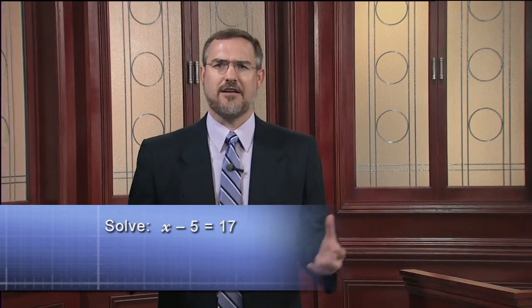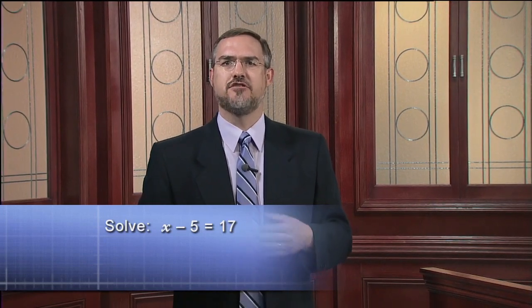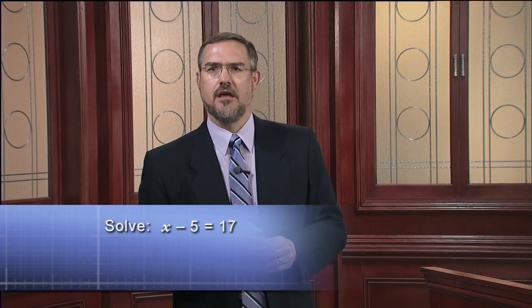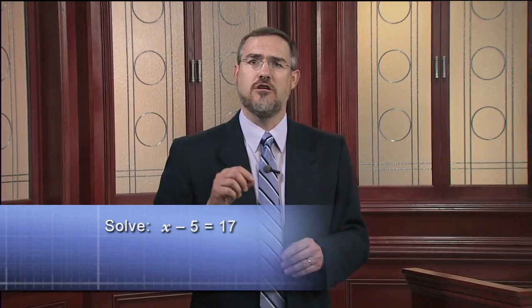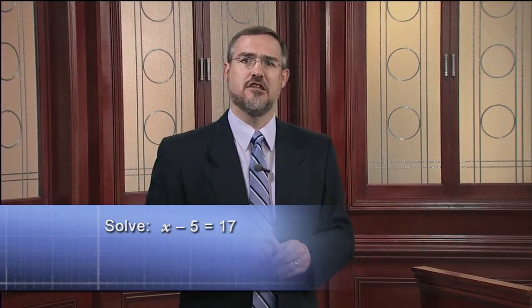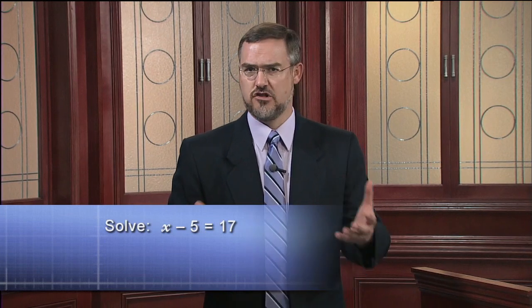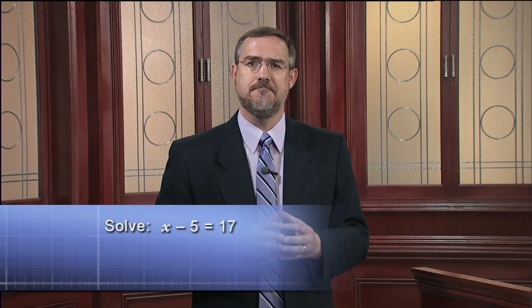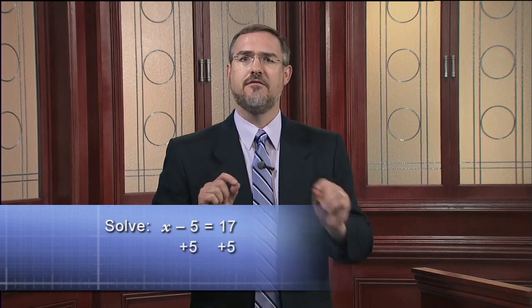Well, the correct thing to do to get x by itself is to add 5 to both sides of the equation. By adding 5, I'm going to be able to get rid of the -5 that's on the left-hand side of the equation. So let's do it together. I started with x minus 5 equals 17, and now I want to add 5 to both sides.